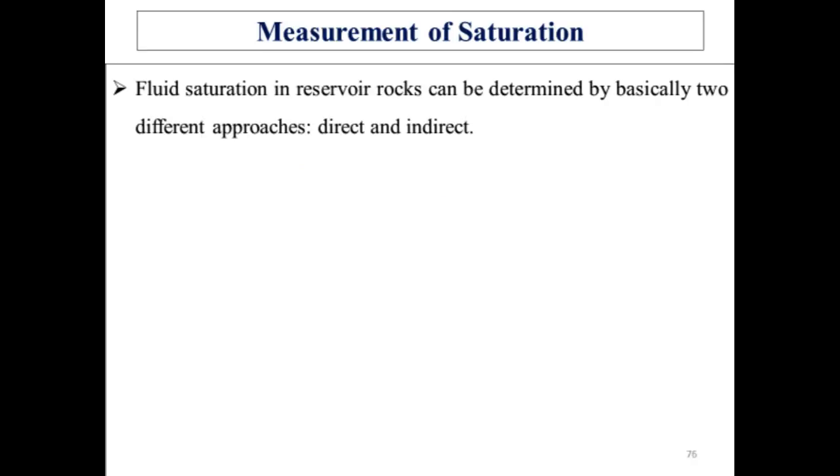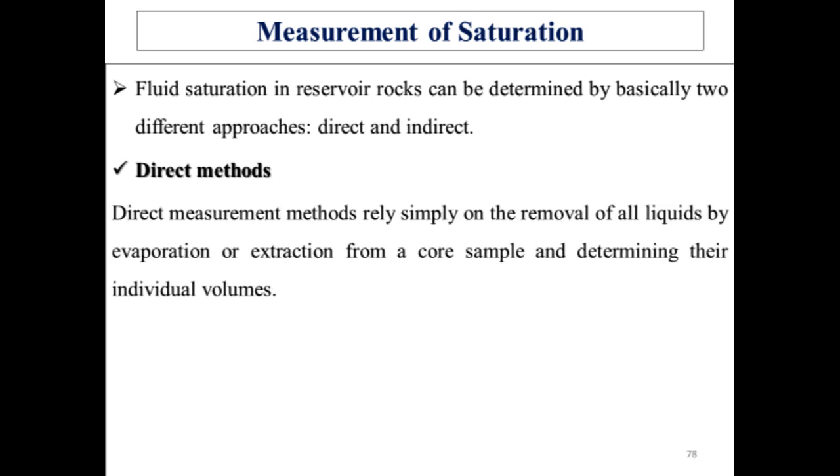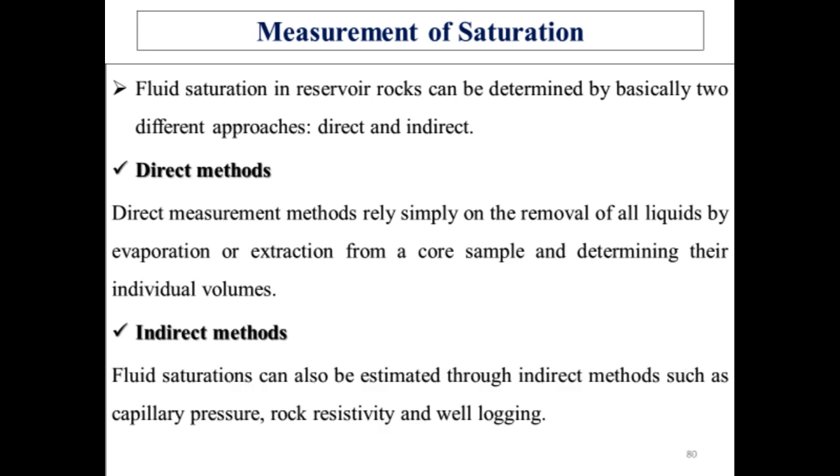Fluid saturation in reservoir rocks can be determined by basically two different approaches, direct and indirect. Direct methods. Direct measurement methods rely simply on the removal of all liquids by evaporation or extraction from a core sample, and determining their individual volumes. Indirect methods. Fluid saturations can also be estimated through indirect methods such as capillary pressure, rock resistivity, and well logging.